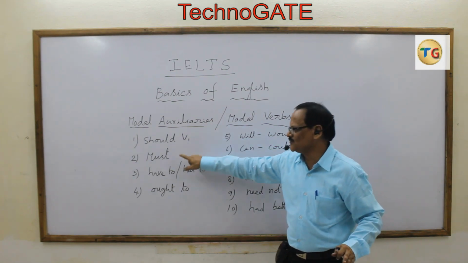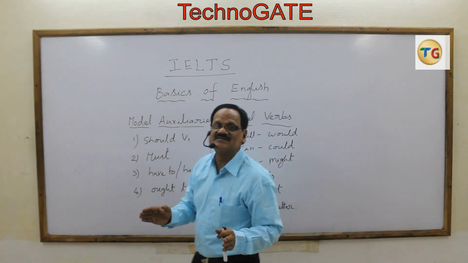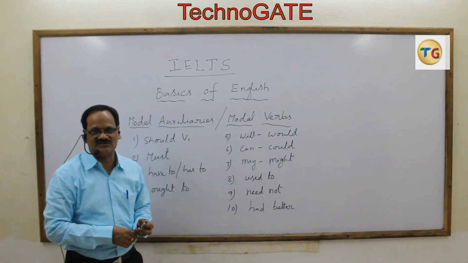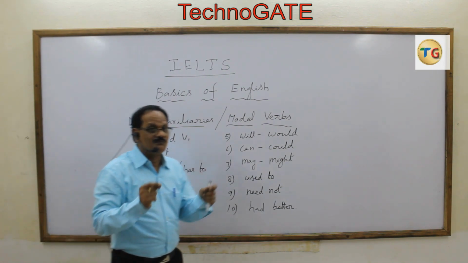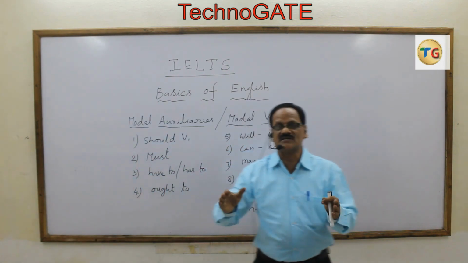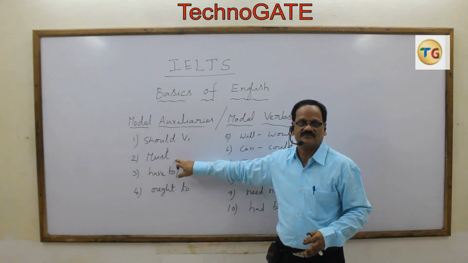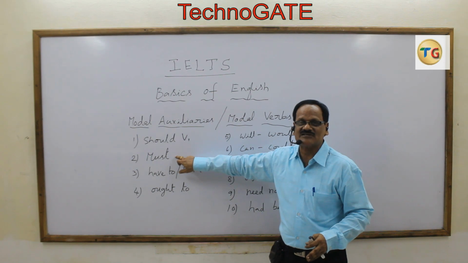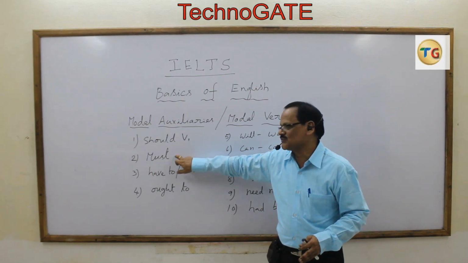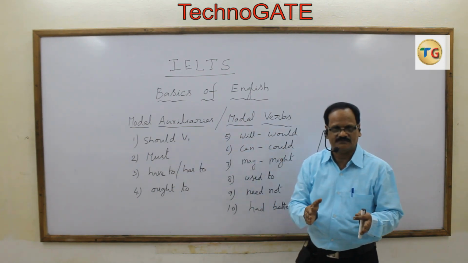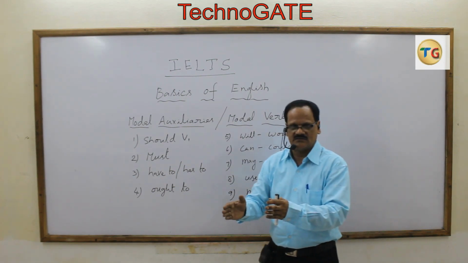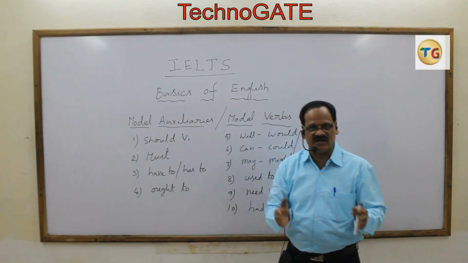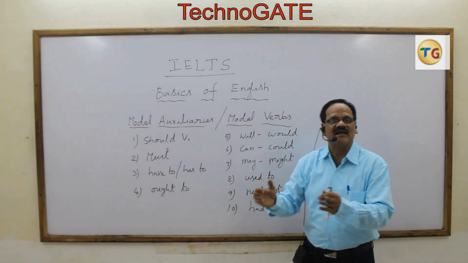Then come to must. Must is used for showing a compulsory situation. You must do it. There is a compulsory situation in this. There is no compulsion in should. Compulsion, if you want to express in English, what should you use? You should use must. You must do it. Negative, you must not do it. They must come in time. They must not be late.